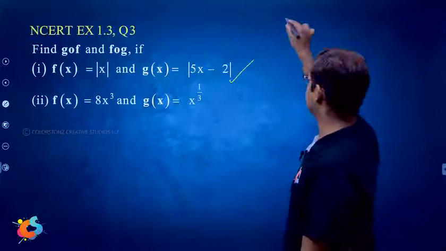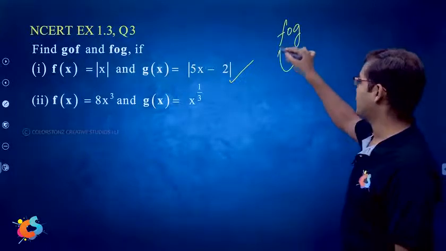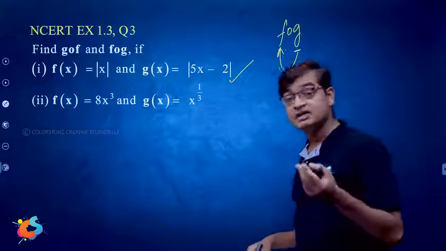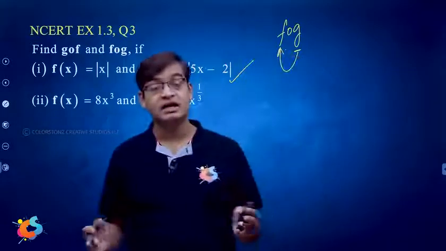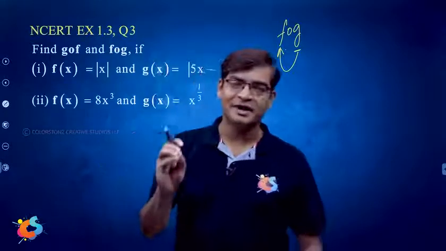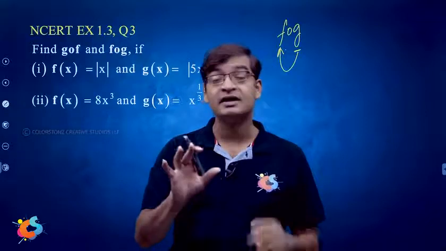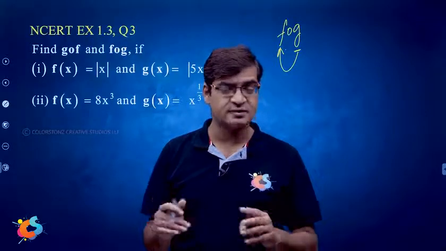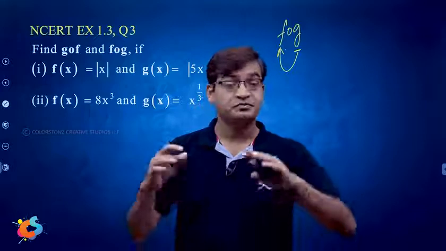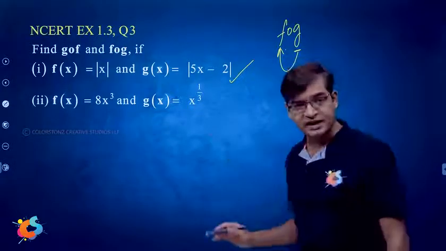Just before we have discussed, for F circle G to be defined, the codomain of this function and domain of this function should be same. But here nothing is mentioned. If nothing is mentioned, you also don't need to worry about anything. Just find out what is F circle G and G circle F. As far as boards is concerned or CET is concerned, in general, even if it is in JEE, no domain and codomain is mentioned.